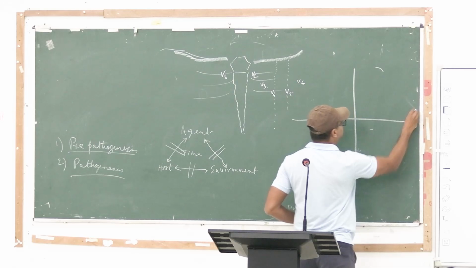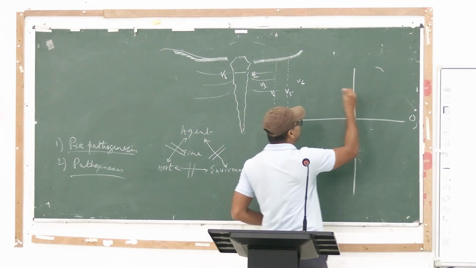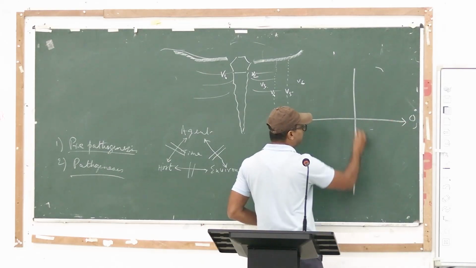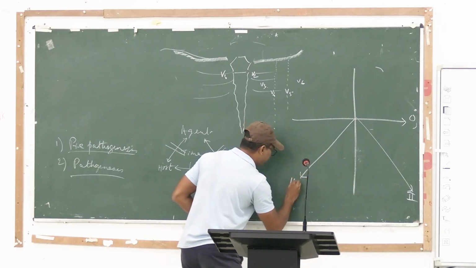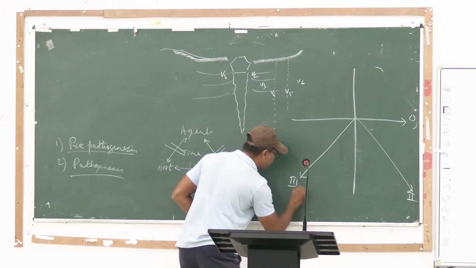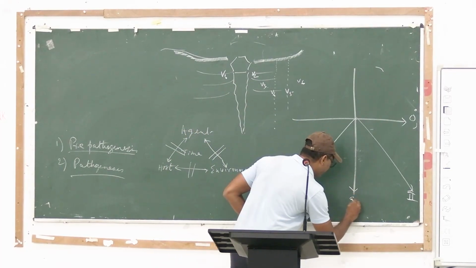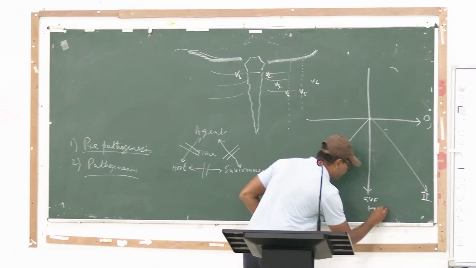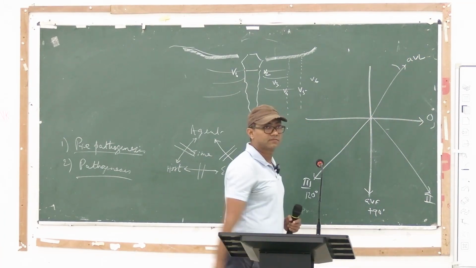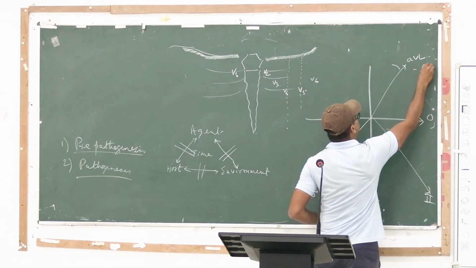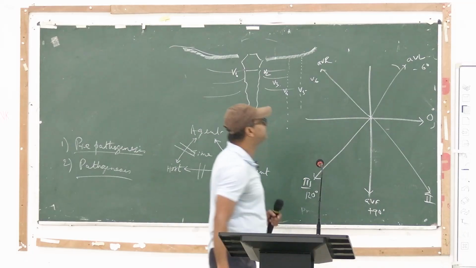So here it is 0 degree, right? Here is your lead 1 at 0 degree. Here is lead 2 which is at 60 degree. Here is lead 3 which is at plus 120 degree, right? This is lead AVF plus 90 degree. This is lead AVL minus 60. This is AVR, how many degrees?